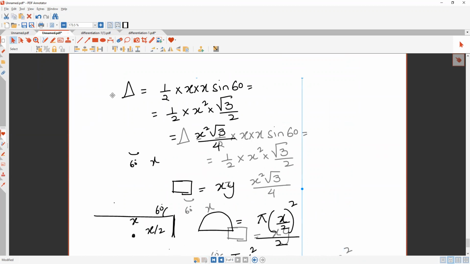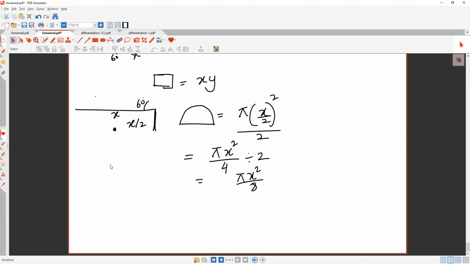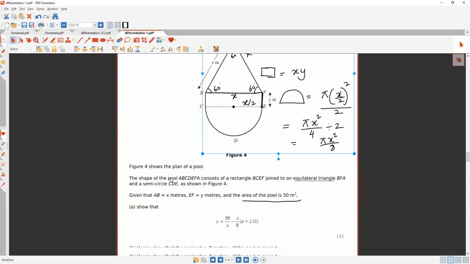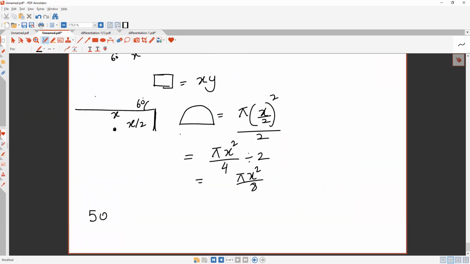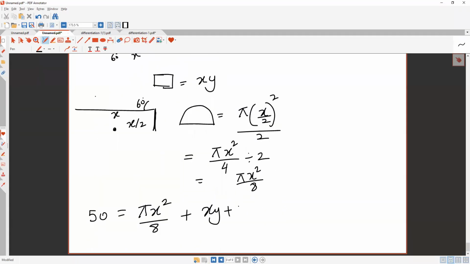Paste. Okay, now let me add all the area. X square root 3 by 4. So area is equal to 50 if I'm not wrong. Area is equal to what? 50 is equal to pi x square by 8 plus xy plus x square root 3 by 4.